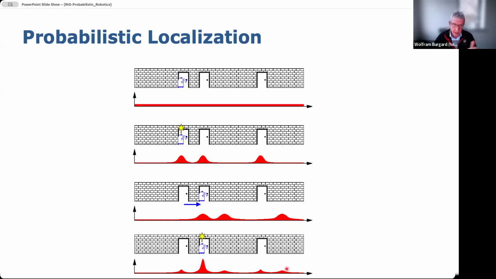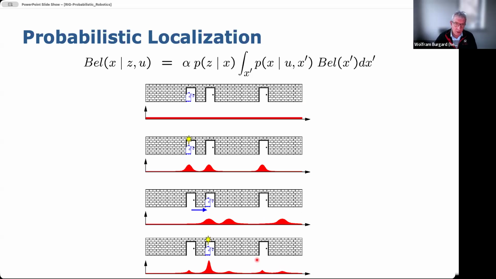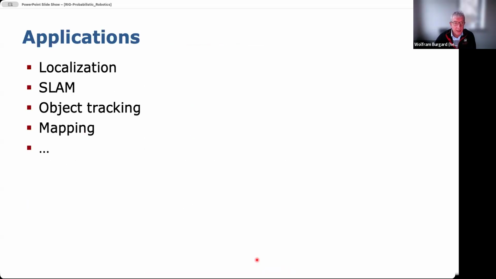So basically the resulting belief of the system about what its current state is, or where it currently is. And what you can see here is that there are 5 peaks. One peak is consistent with 2 observations, this one here, with those 2 observations. And then we have 4 more peaks that are consistent with only 1 observation. So that's what we would like to obtain from this model. Here again is the equation. And the applications of this are localization, SLAM, object tracking, mapping, and many more.